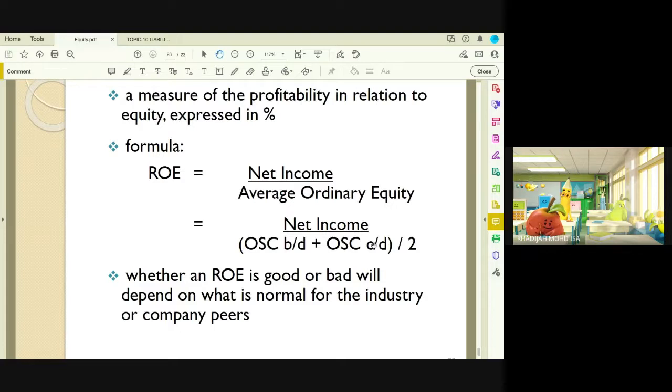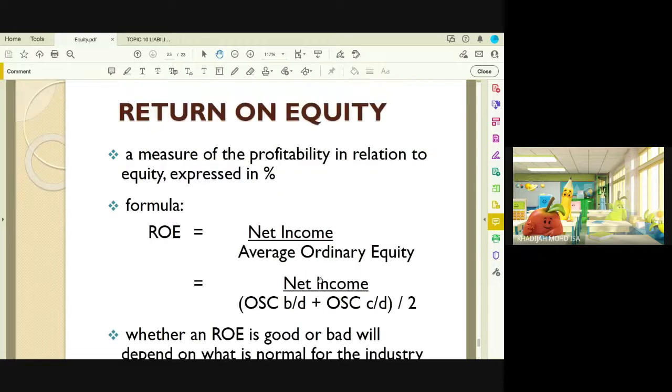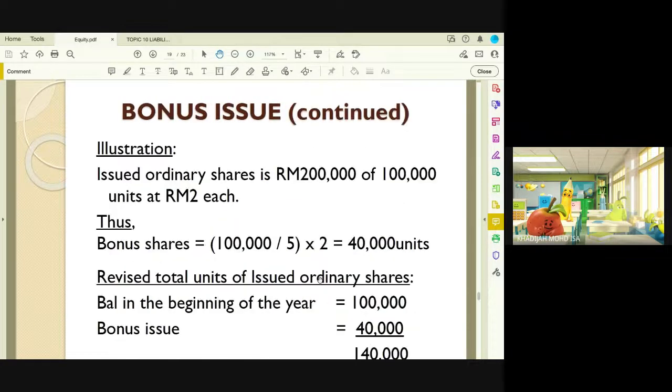Your net income, look at your profit and loss account, and then you divide by the share capital, opening balance plus closing balance divided by 2. That will be your average ordinary equity. Whether ROE is good or bad will depend on what is normal for the industry or company's peers. For this topic, you should know the journal entries when the company issues shares, bonus shares, and rights shares, that is, the bonus issue and the rights issue.